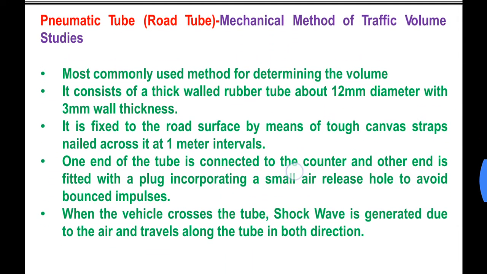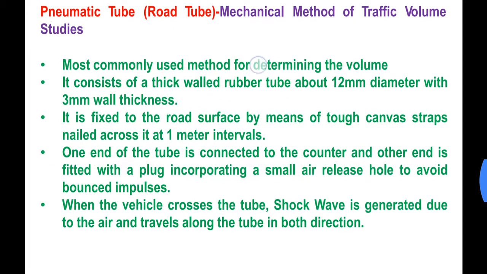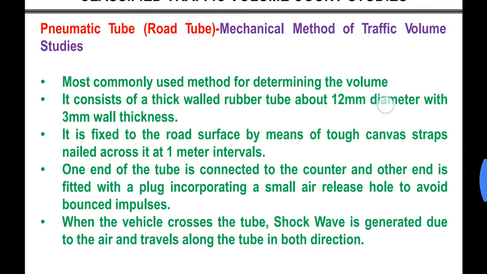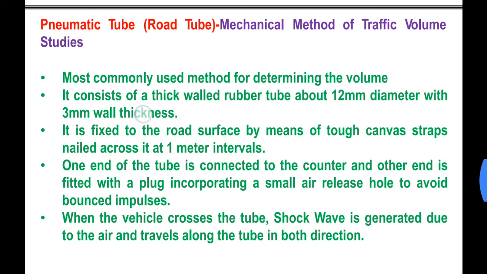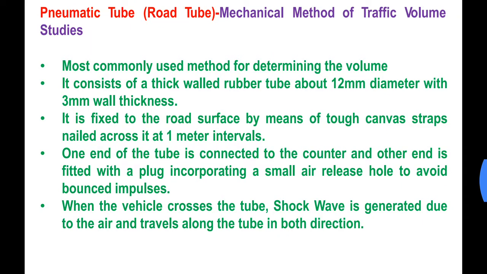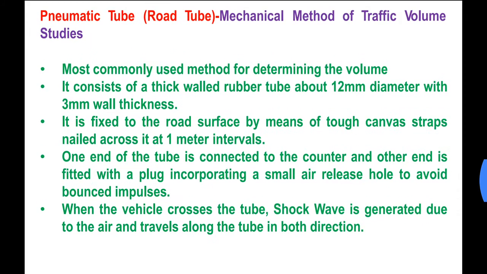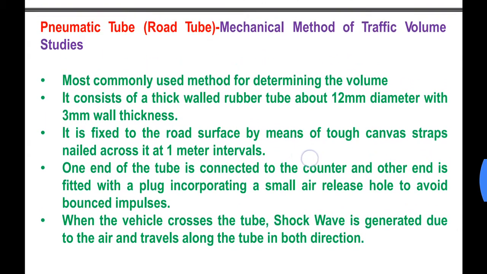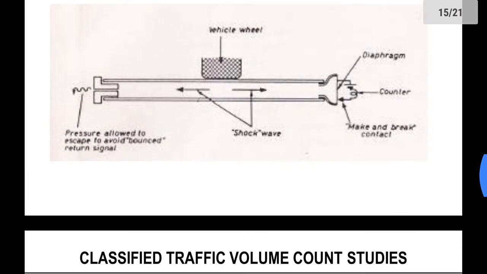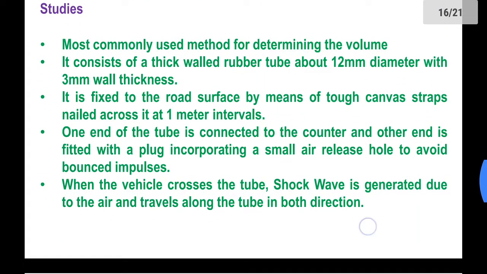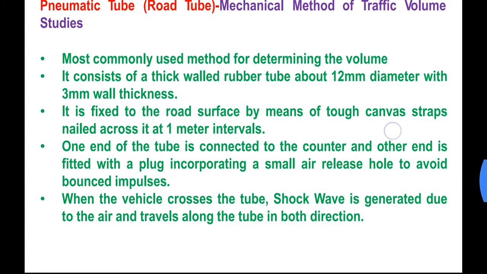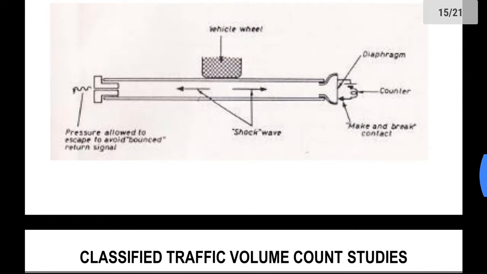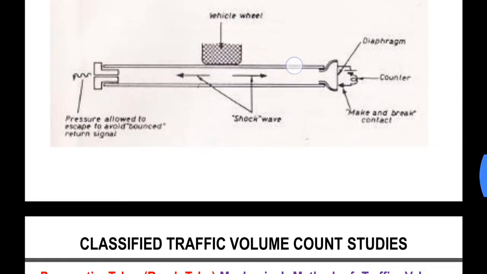The pneumatic tube is the most commonly used method for determining the volume. It consists of a thick walled rubber tube about 12 mm diameter with 3 mm wall thickness. It is fixed to the road surface by means of tough canvas straps nailed across it at 1 meter intervals. So this tube is fixed to the road surface using canvas straps, and these straps are used at 1 meter intervals.